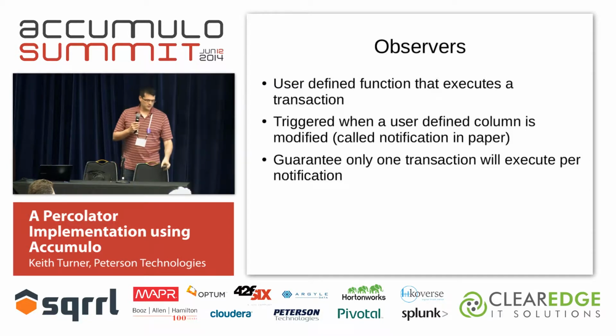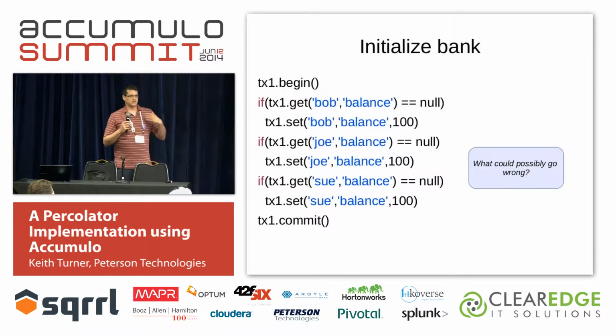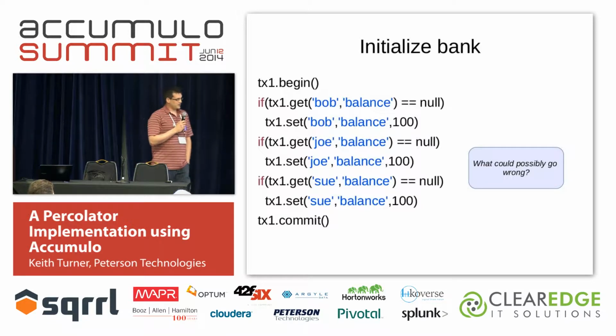So if you're not familiar with transactions, this is to get everyone's brain going and make you think about what can happen and what Percolator is going to take care of for you that you don't have to worry about. So this is a simple transaction. I'm going to talk about a few transactions that deal with banking, like transferring money between people's accounts. So this is a transaction to initialize 3 bank accounts for Bob, Joe, and Sue.